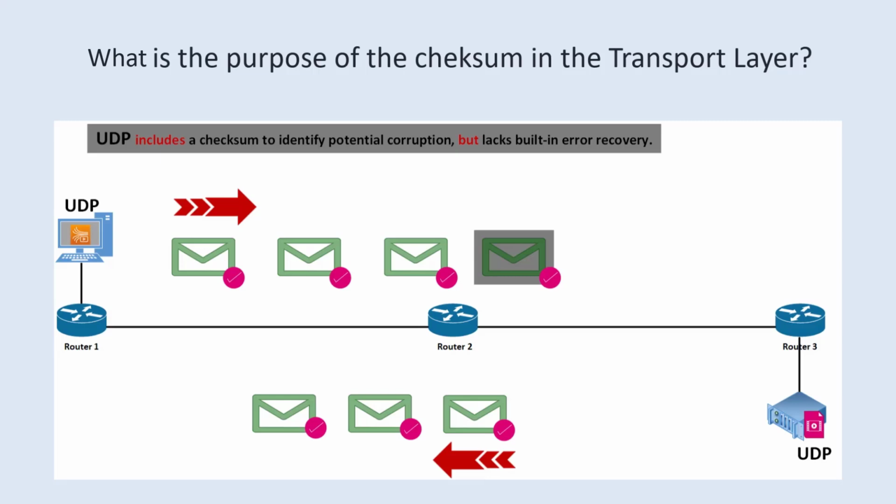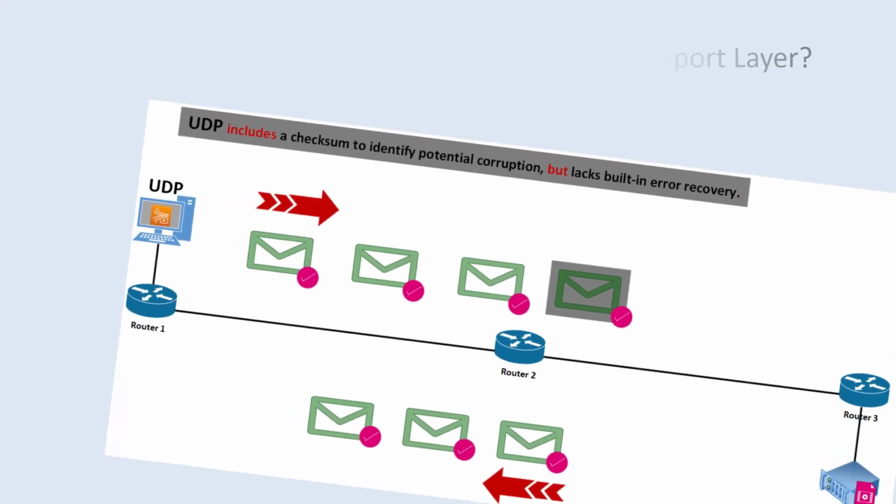For instance, voice-over IP applications or video conferencing systems that use UDP for low latency communication may choose to handle corrupted packets to ensure a smoother user experience. Okay?